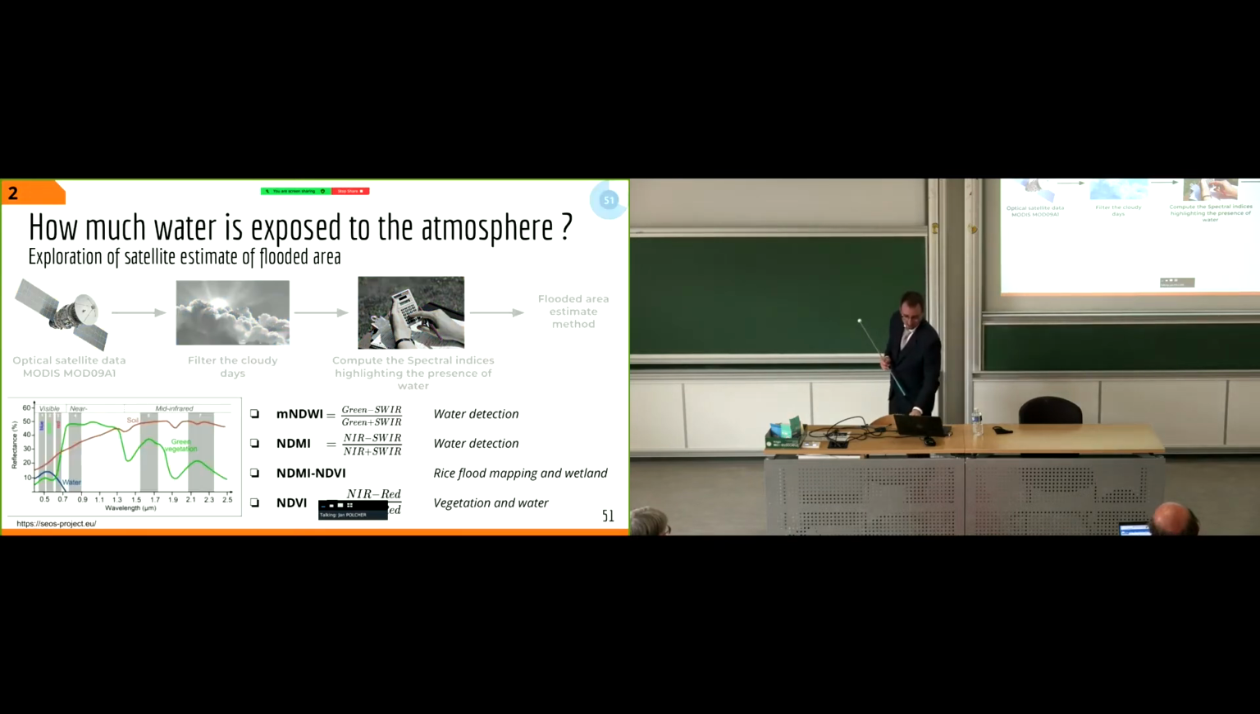Why use spectral indices? It's because in satellite data we have different values for different spectral bands, and the elements of the surface will reflect differently and have different properties, whether it is water or green vegetation. This is the spectral signature of the different elements. So you can see that by combining different spectral bands, we can highlight the presence of water or vegetation. And in this case, all the indices I selected highlight the presence of water.